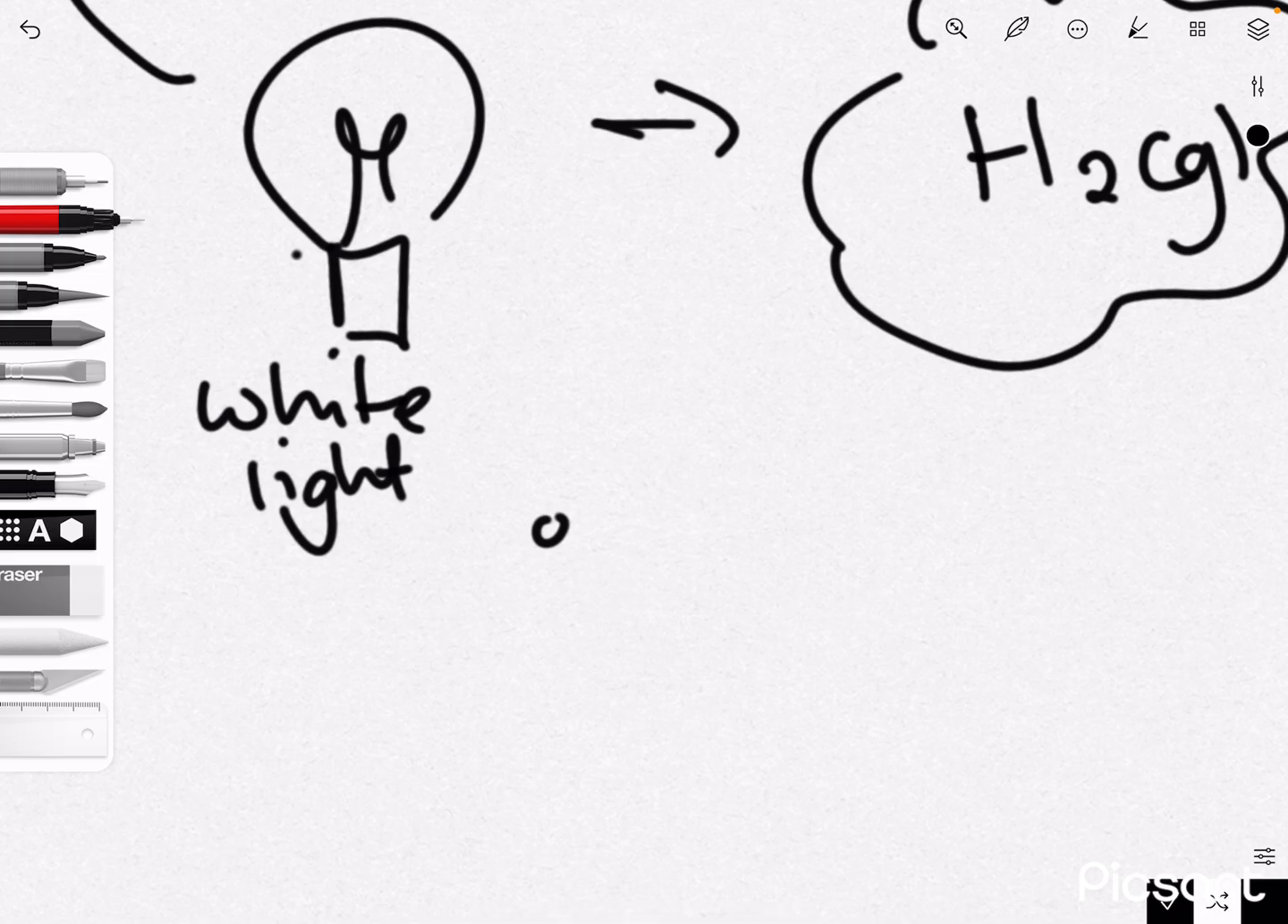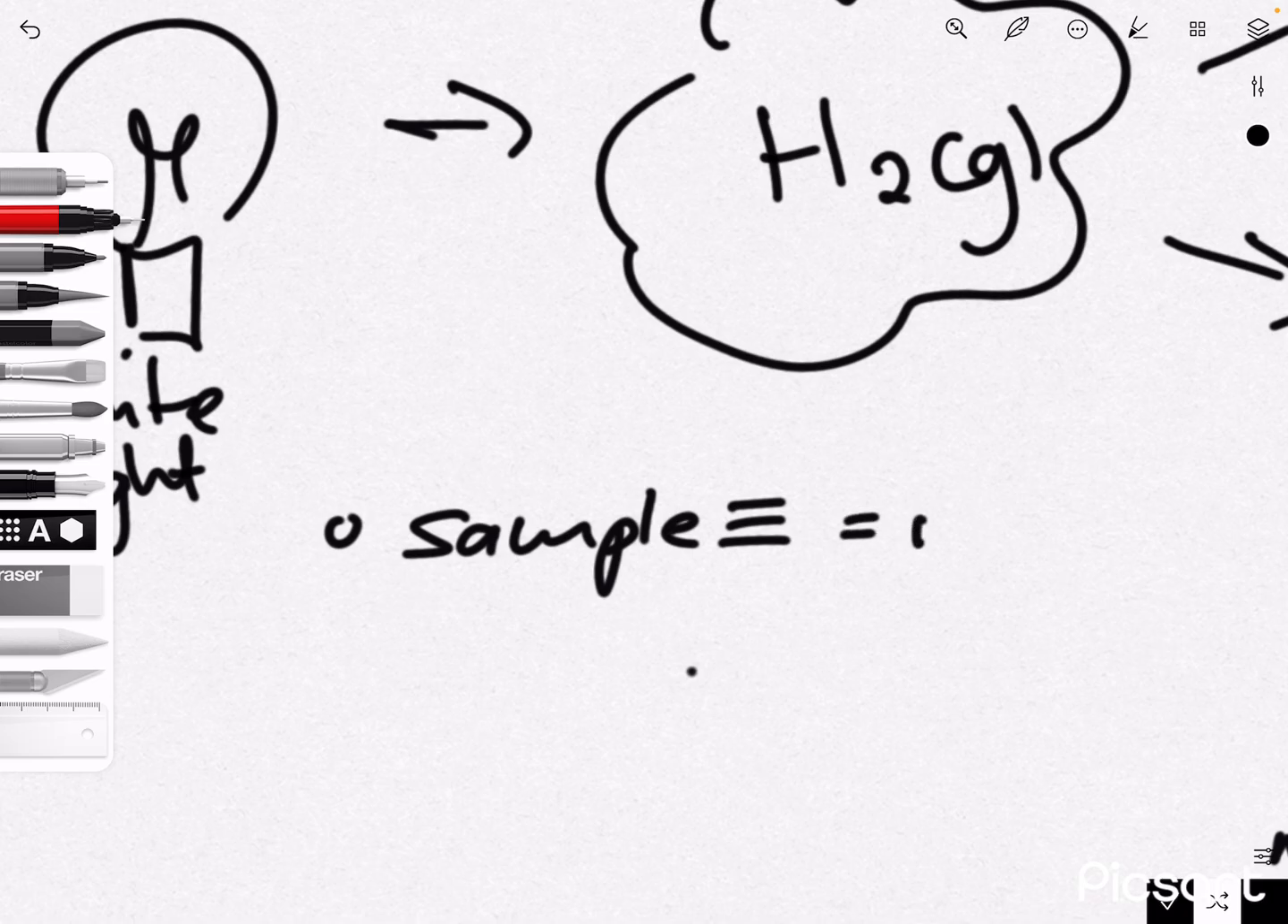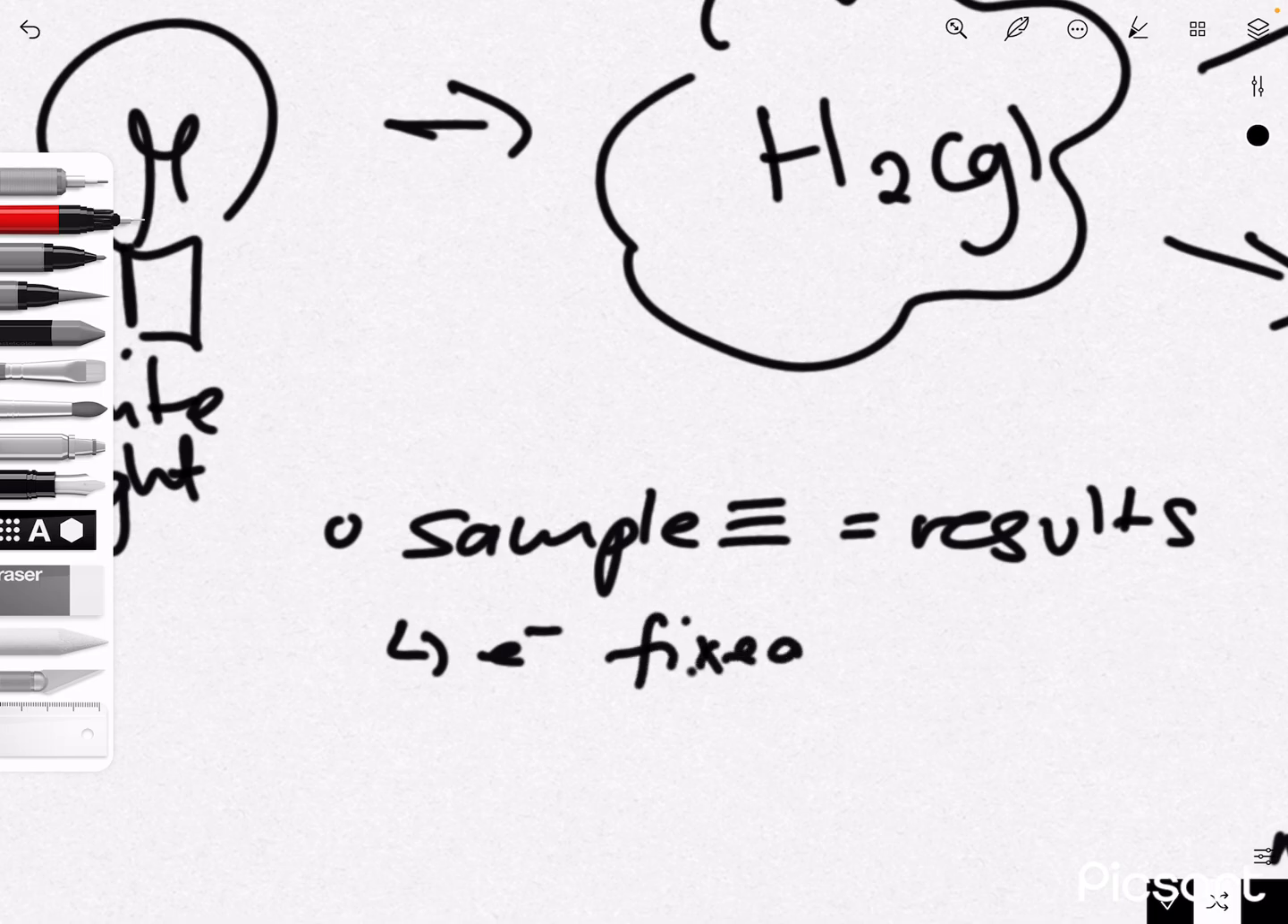Additionally, if we are to pass the same sample through this spectroscopy experiment, we will always get the same results, which is what suggests to us that electrons are in a fixed orbit around a nucleus. Now we just have to keep in mind that this is only applicable for hydrogen.